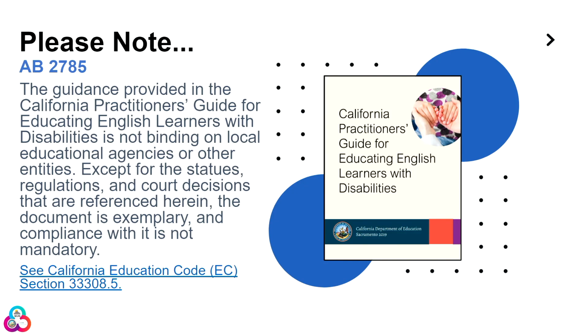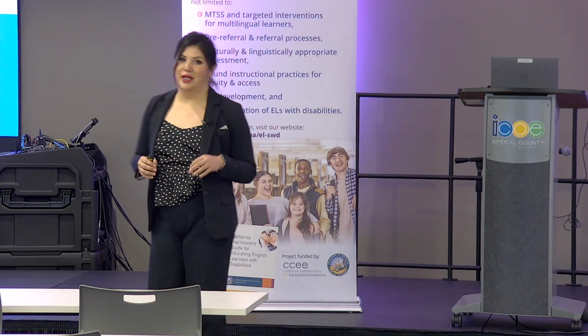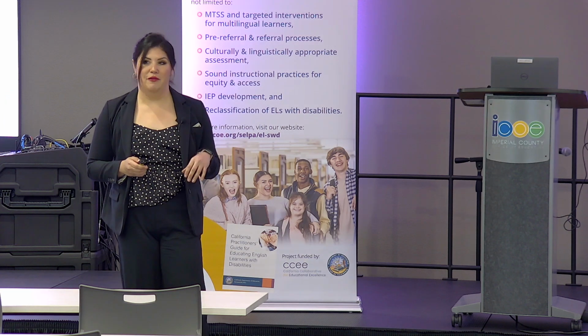The California Practitioner's Guide was developed with this in mind. We want to note that the guidance provided is a compilation of best practices, with the exception of those statutes, regulations, and court decisions that are referenced within. All of that to say that we're going to be diving into Section 3, specifically Chapter 5.